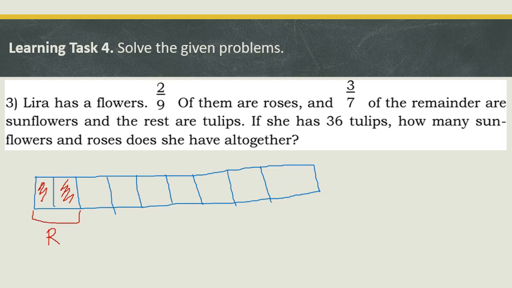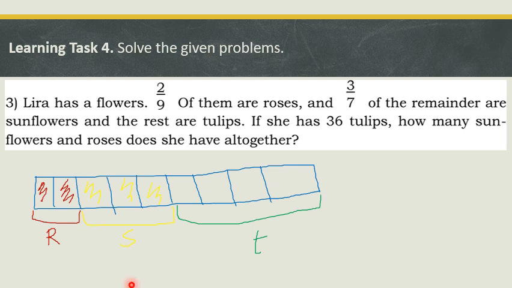Tapos, yung natira, ilang parts ba ito? 1, 2, 3, 4, 5, 6, 7. So yung 7 na yan, 3/7 daw ng natira ay sunflowers. Gawin natin yellow. So, 3 daw out of 7. Ito po ay sunflowers. Tapos, itong natira ay tulips. Itong lahat na to ay tulips.